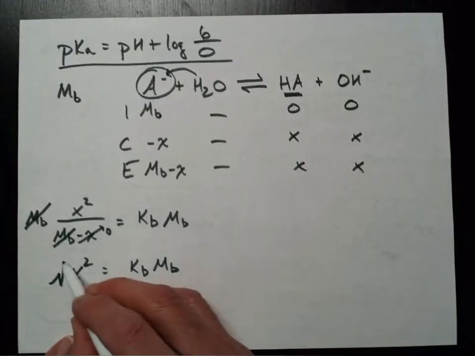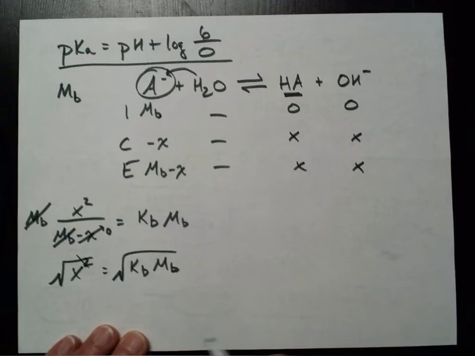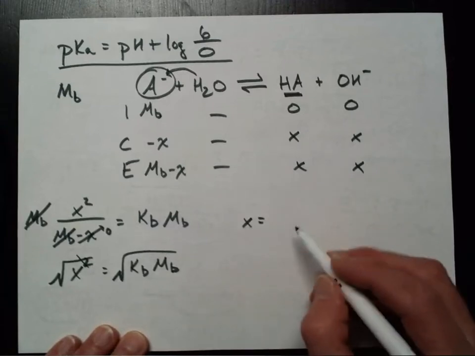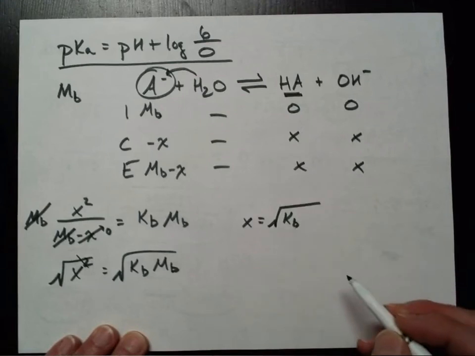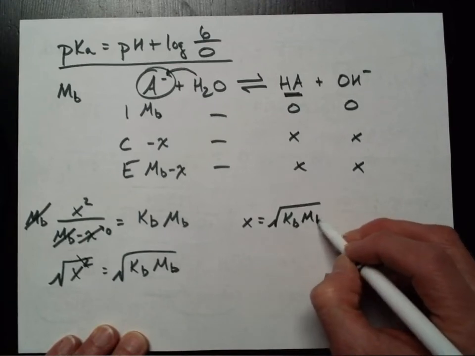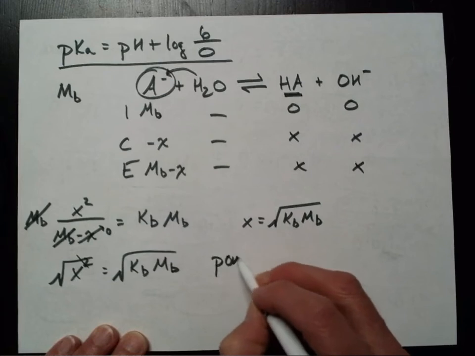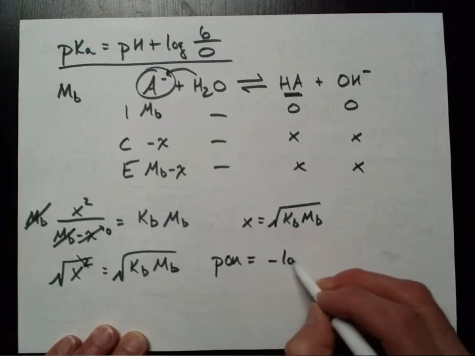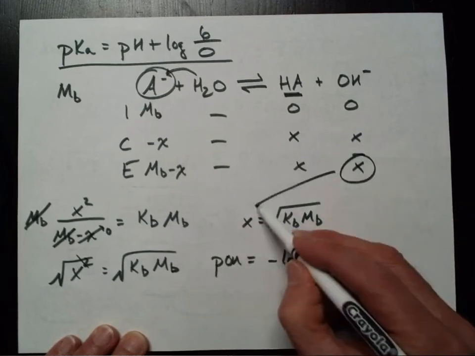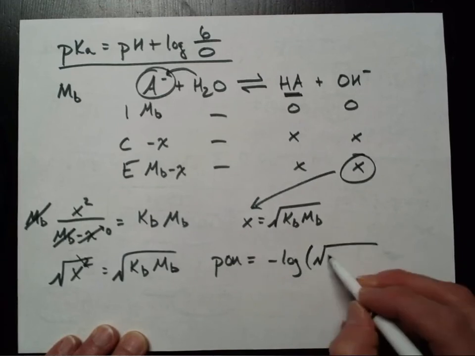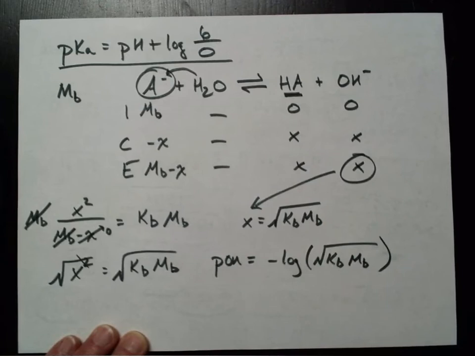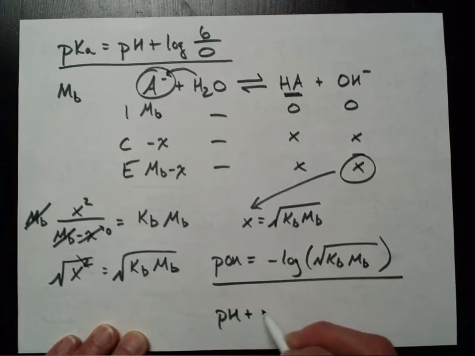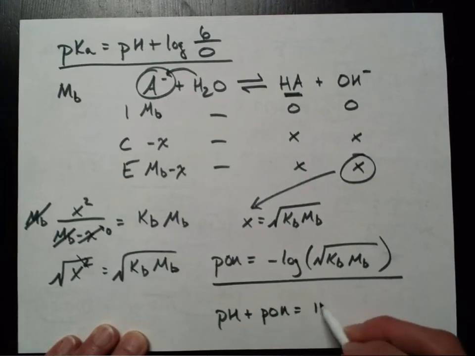All right, taking the square root of both sides of this, I would get X is equal to the square root of Kb for the base times the molarity of the base, and then the pOH is going to be the minus log, this is X, of the square root of Kb for the conjugate base times the molarity of the base. And of course you can get the pH from the pOH. Remember, pH plus pOH is 14.